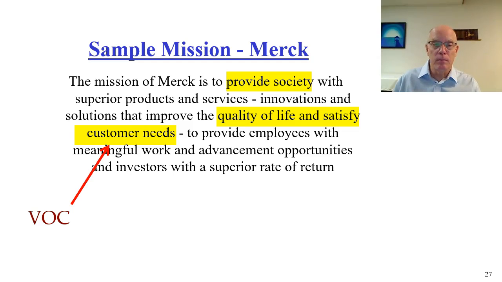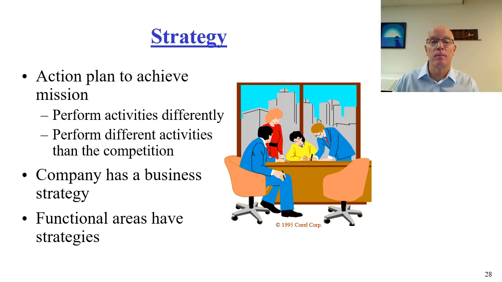With Merck, Merck's provide society quality of life. In other words, am I providing medical supplies, drugs, what have you? No, I'm here to make people's lives better. And again, focus on the customer, or the voice of the customer. Strategy. Strategy is the next tier down. I've got my mission, whatever it is for your organization. Maybe you've been told what it is. It's hanging on a plaque on the wall as you walk in the office.